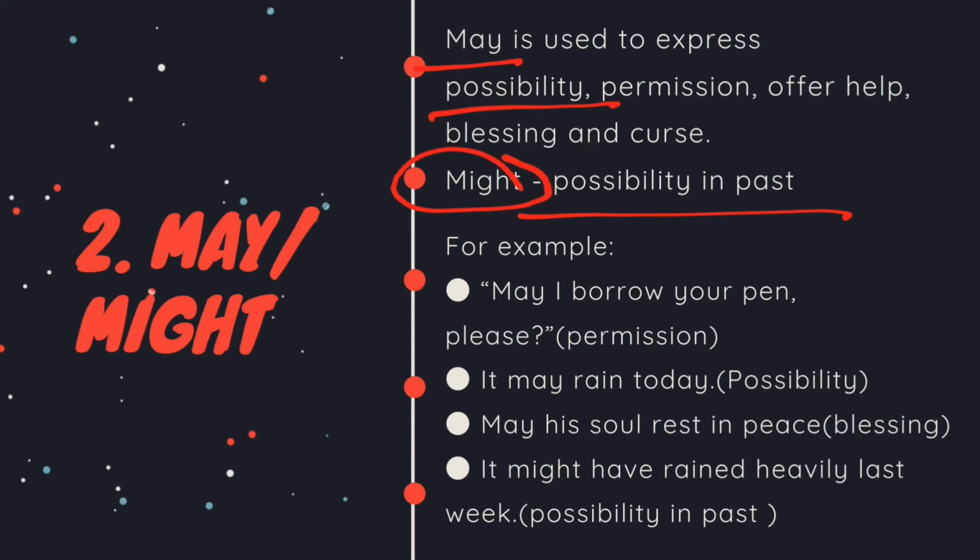May I borrow your pen please? So this is very easy. A person is asking for the pen, meaning he is asking for permission. That is why he has used may here. Then the next is, it may rain today, possibility. Now it may rain today, here it is a possibility, but the possibility is about today, the present. Fine, that is why we have used may here, not might.